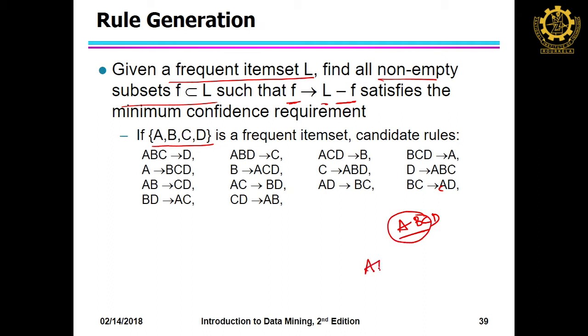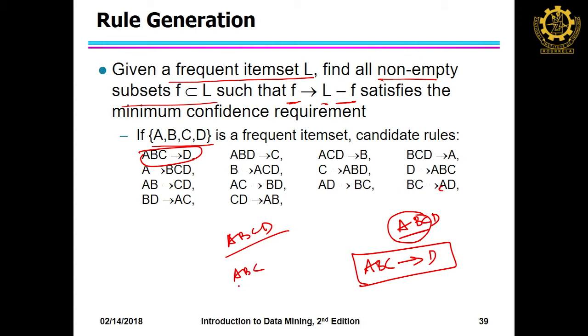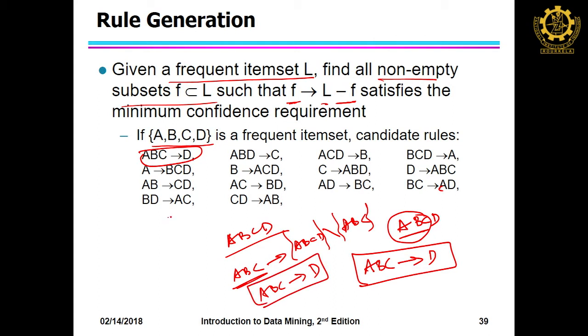So, you make the rule A, B, C and subtract: A, B, C, D minus A, B, C, so you will get D. So, this is A, B, C and D. A, B, C, D is the frequent item set, and you generate all subsets. So, A, B, C will be one subset. You write A, B, C on the left side, and on the right side you write A, B, C, D subtract A, B, C, so that will give you D. Similarly, you do for all the subsets here.